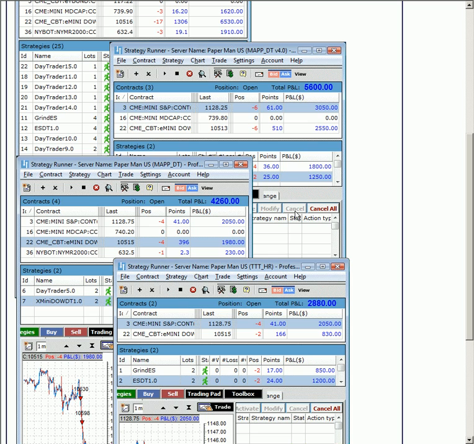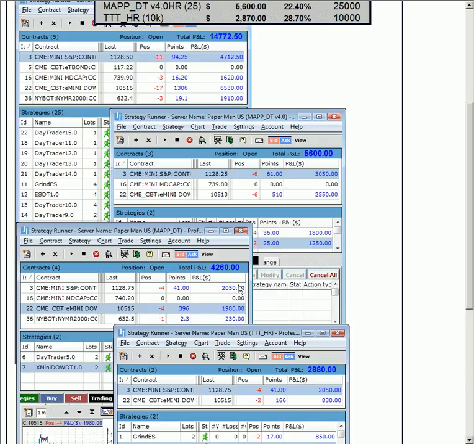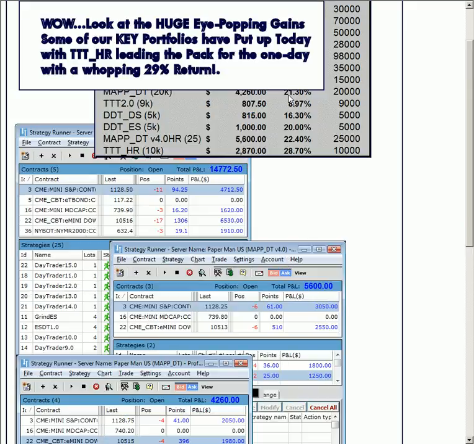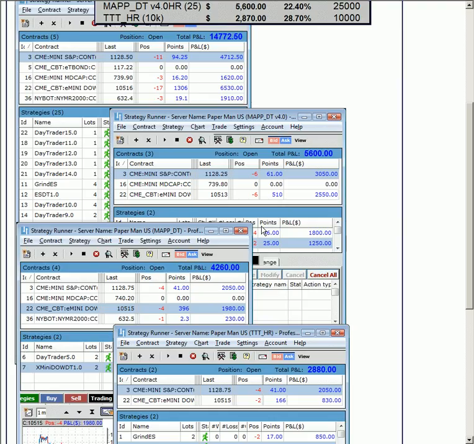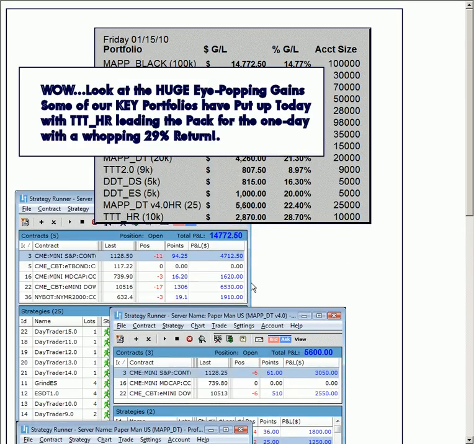And of course we have the venerable MAPDT, which overall over the last 15 days or so is actually leading the pack, coming in with a respectable 21.3% gain today, again heavy on the short side. As you can see, about 9 contracts short across 3 markets as it stands right now, up over 20%. And of course the leader of the pack today is the Triple Threat Trader HR.